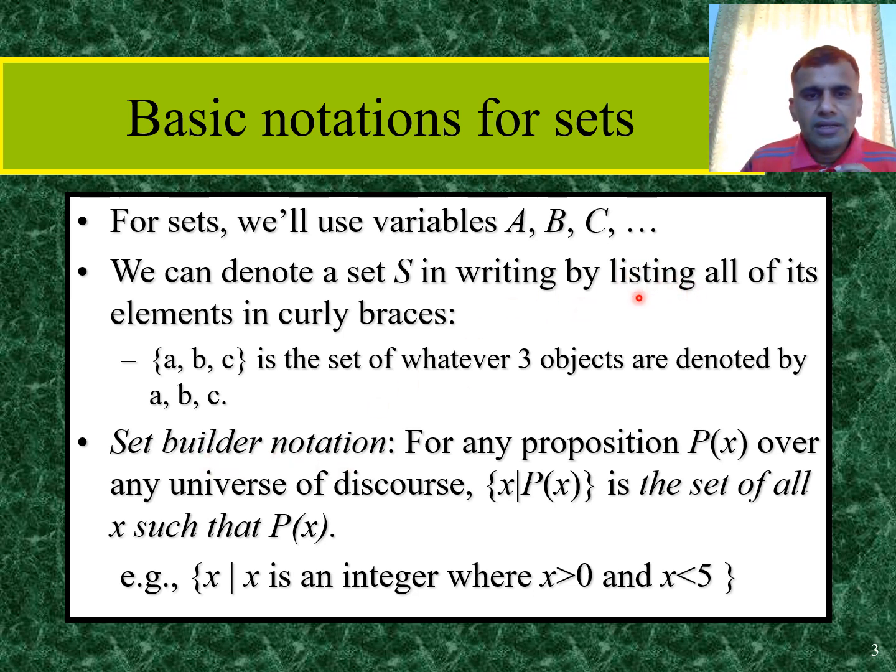In the listing method, we just write the elements or members in curly brackets, and in set builder form, for any proposition P(x) over any universe of discourse, the set containing x where P(x) is the set of all x such that P(x), and it can be written like this. One example is given here: x where x is an integer, x is greater than 0 and x is less than 5, like that.